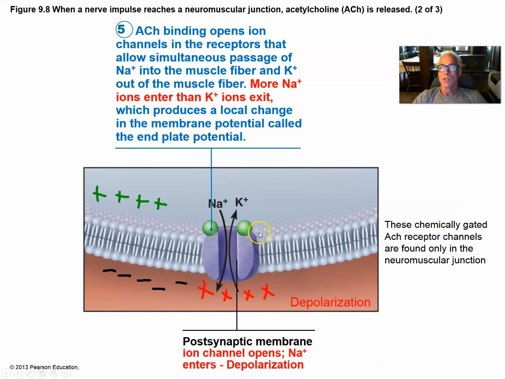So here's a close-up look at one of these acetylcholine receptors. And it turns out that the acetylcholine receptor is a nonspecific channel that allows both sodium and potassium to cross the membrane. And we saw that there's a concentration gradient for both of those ions. And what's the net effect going to be? A lot more sodiums are going to rush into the cell than potassiums are going to leak out.